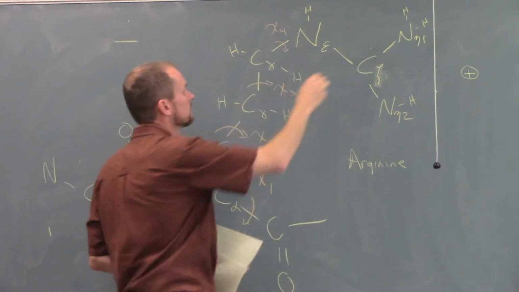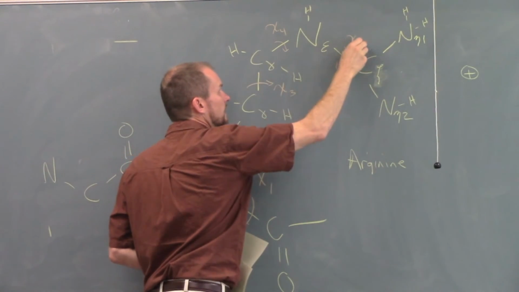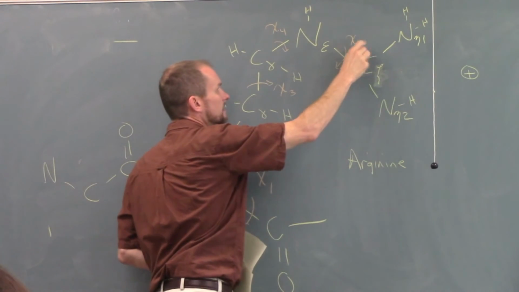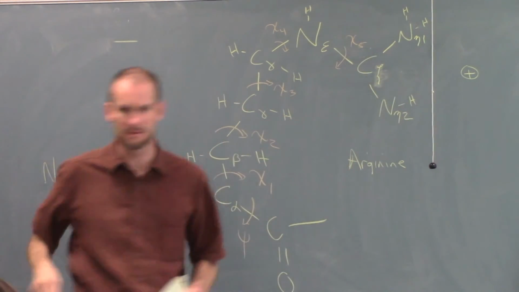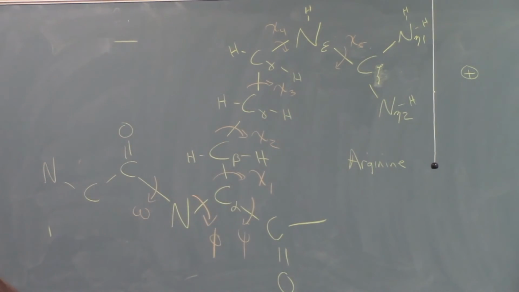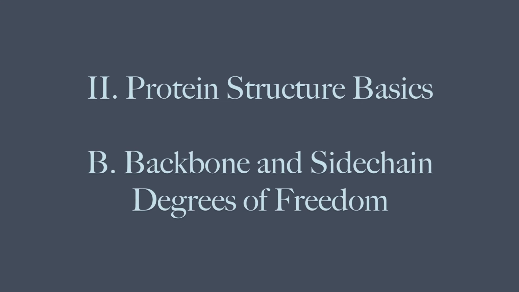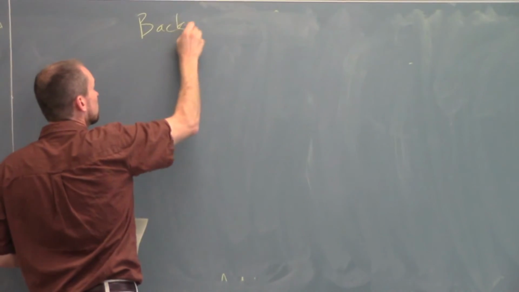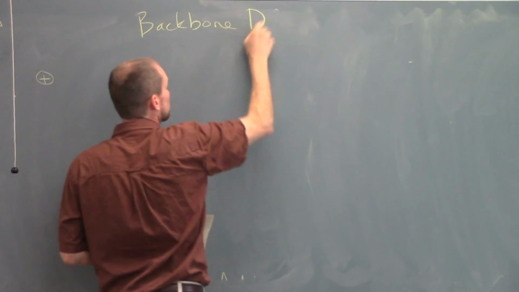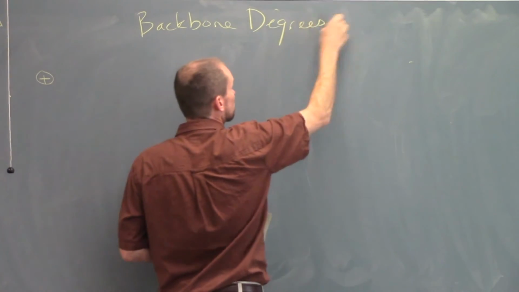4. 5. We don't worry about chi 6 too much because these protons can spin around pretty freely. But if we want to place all these heavy atoms, we need to know at least those torsion angles. Backbone, these are freedom.